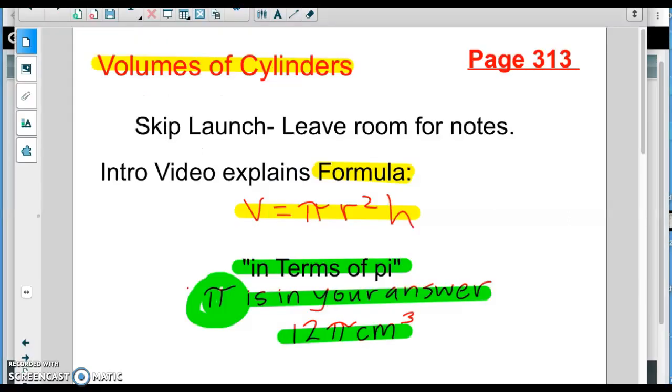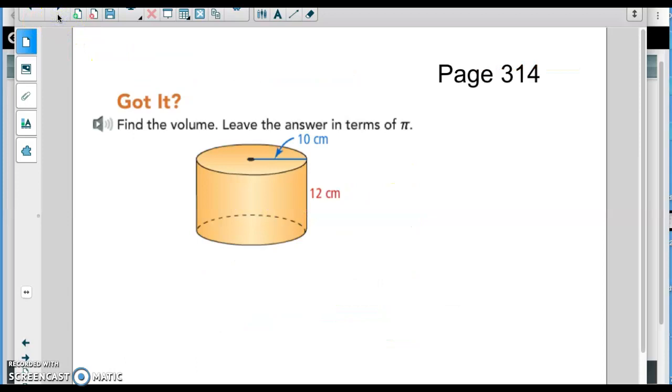Okay, so that's what I want you imagining when we are doing volumes of cylinders, is this sort of filling up of the cylinder. Okay, let's flip our page. Find the volume, leave the answer, and here's that term in terms of pi. Pi is actually going to be in your answer.